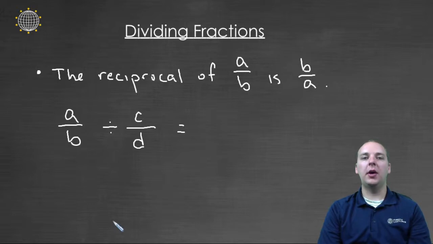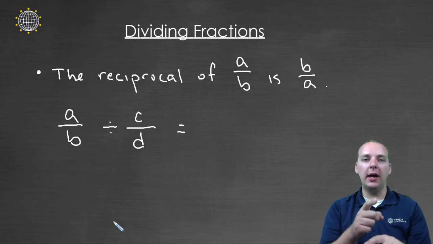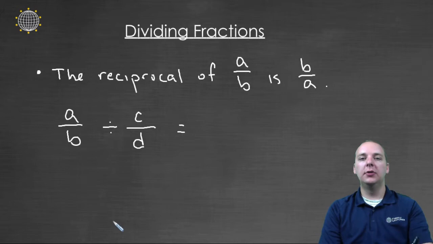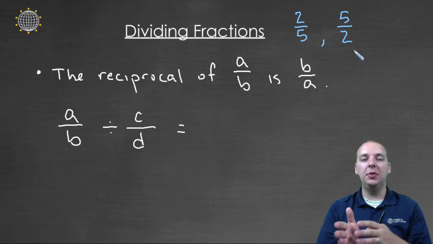In this video, we're going to talk about how we divide two fractions. Before we can talk about dividing fractions, the first thing we have to do is introduce one quick vocabulary word. The reciprocal of a fraction, like a over b, is going to be b over a. We just invert the fraction. For example, the reciprocal of 2/5 would simply be 5/2. You just take the numerator and denominator and switch them. That's going to be important for when we talk about dividing fractions.